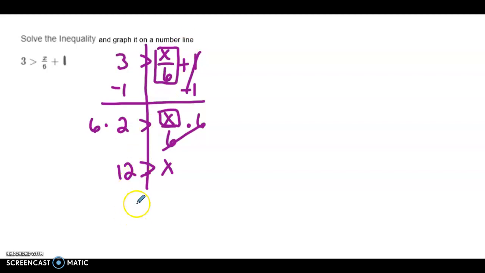But when I go to graph, I always want my x to come first. So I'm just going to rewrite this. I'm going to put x on this side and 12 on this side. And I'm going to make sure right now the alligator mouth, or the inequality, is eating the 12. So when I rewrite it, I just want to make sure that it is still open or eating the 12.